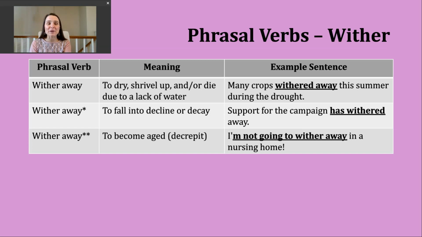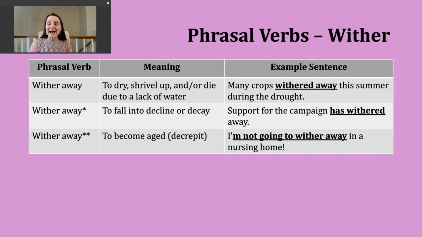A third way you hear wither away used is very similar to the second definition we looked at earlier. Here, many times we're talking about people becoming older, becoming aged. Another word you might hear with that is decrepit. So an example of this: I'm not going to wither away in a nursing home. Okay, I feel like this has come up recently with some older family members who are rather resistant to the idea of living in a facility with other people who are aging or getting older.